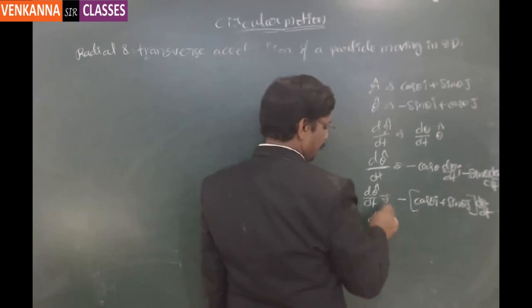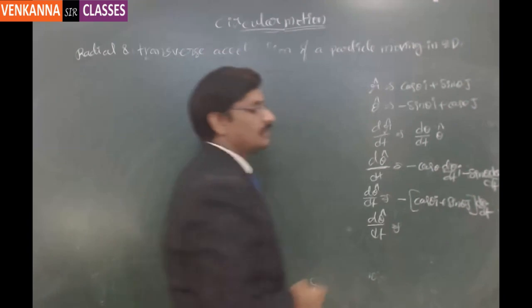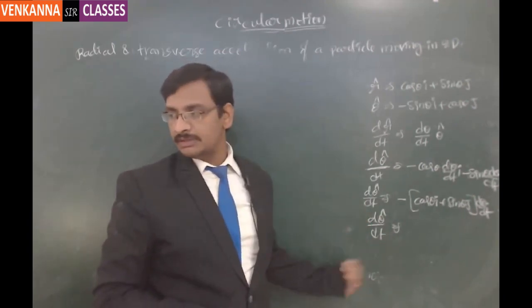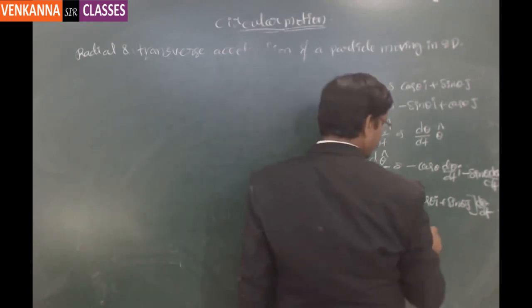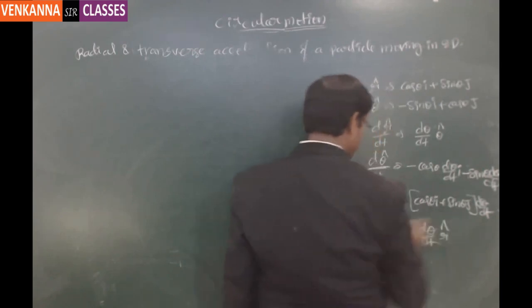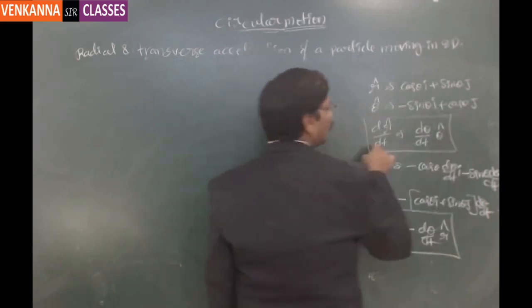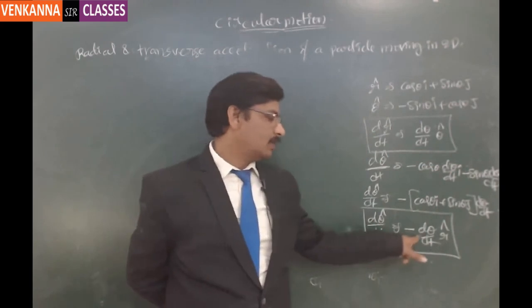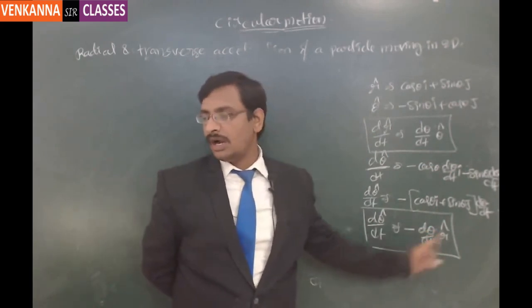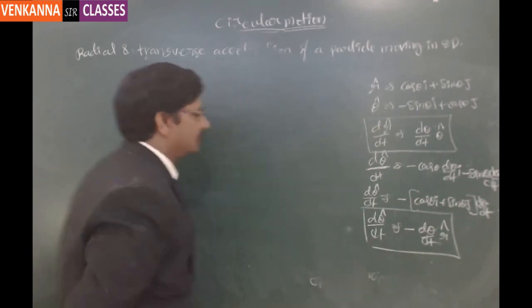So d theta cap by dt, if you notice, is again the direction of r but in the opposite direction, that means minus of r cap direction. So minus d theta by dt into r cap. So this is the direction of d theta cap by dt. So dr cap by dt is coming out to be d theta by dt into theta cap, and d theta cap by dt is coming out to be minus d theta by dt into r cap. These relations we are going to use in case of the acceleration.